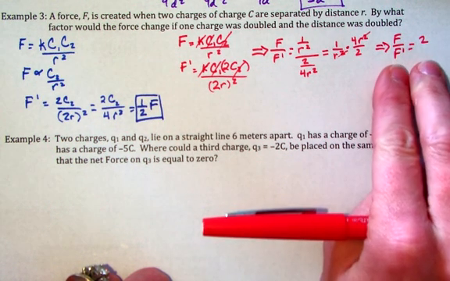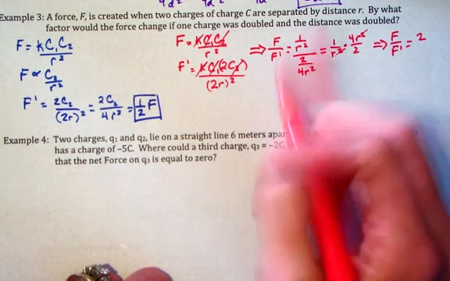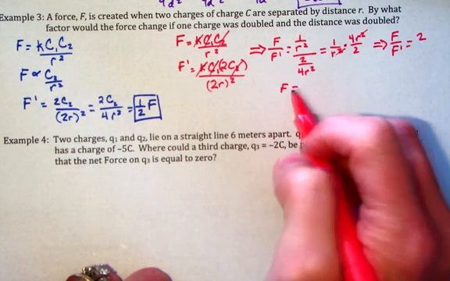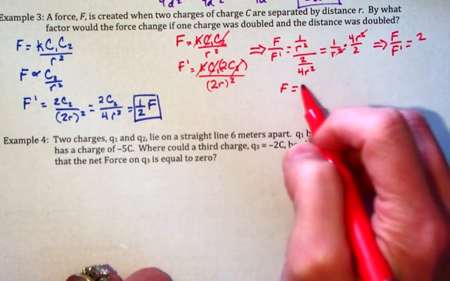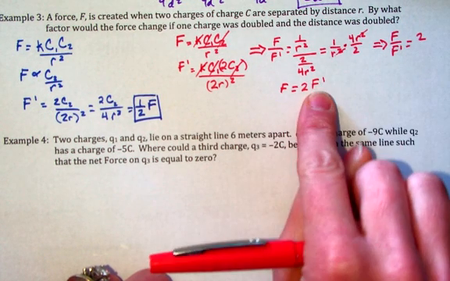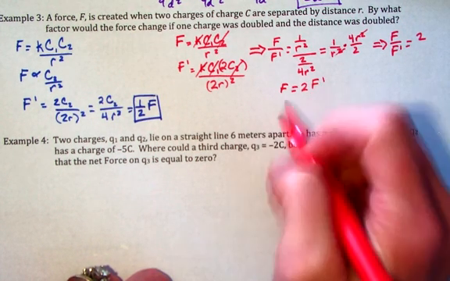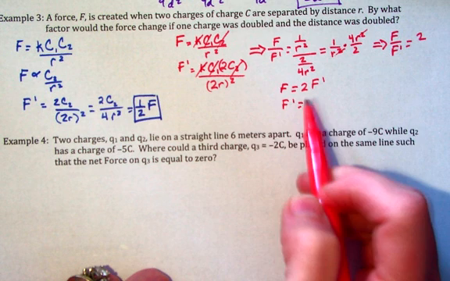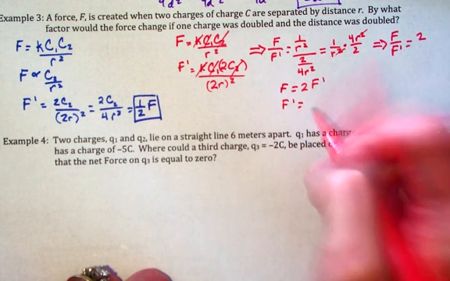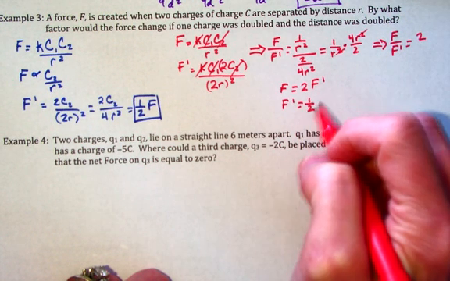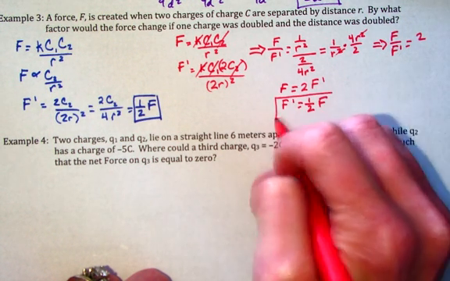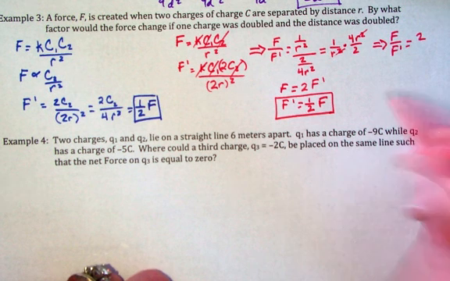So to solve for this here, I just multiply by F prime, so I get F equals 2F prime. I'm trying to solve for F prime, so F prime equals, if I divide both sides by 2, it's going to equal 1/2 F. Okay, so two ways, same problem.